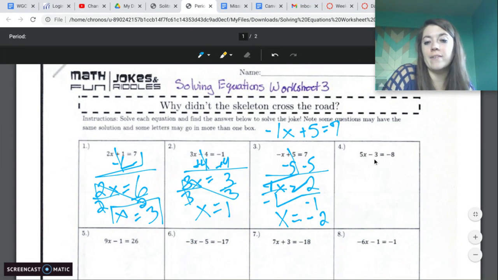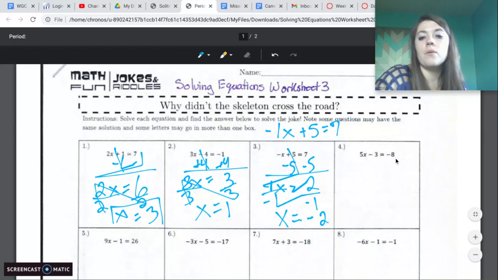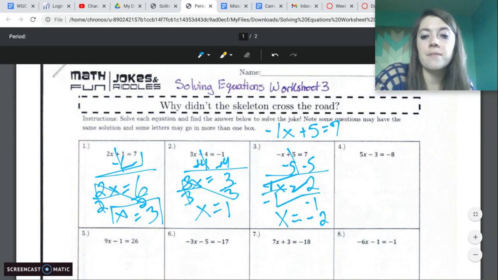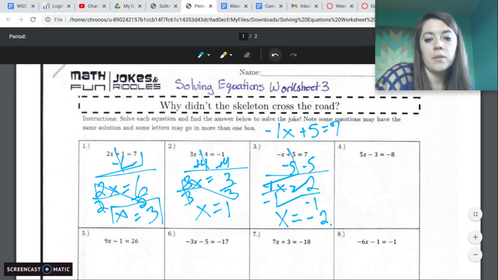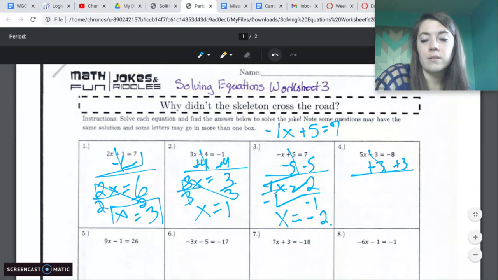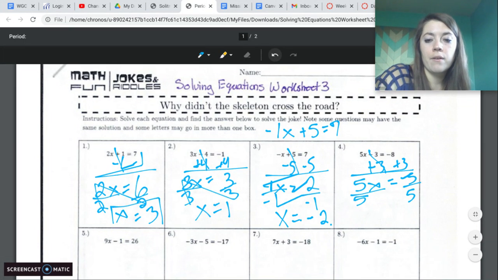All right, number 4, we have 5x minus 3 equals negative 8. So how do we move the 3 to the other side? What's the opposite of subtracting? It's adding. If the computer will let me write. Add 3, add 3. The 3's will cancel because negative plus a positive cancels out. So we're left with 5x equals negative 8 plus 3. So we have negative 8 and we're adding 3 to it. So now we're going to be at negative 5. Now we want to divide both sides by 5 to get x equals negative 1.